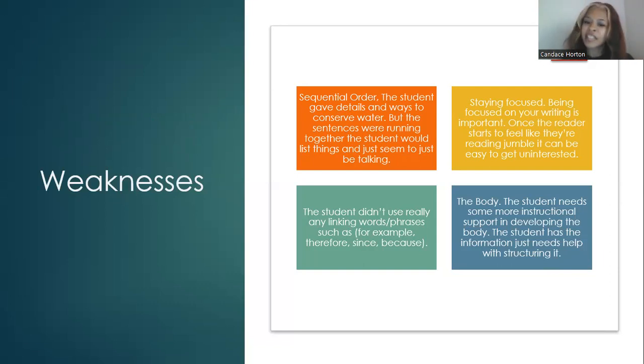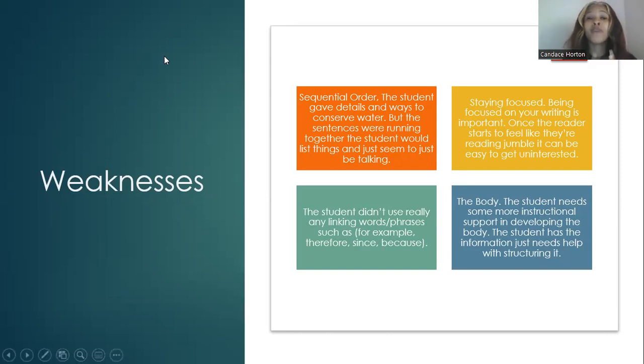So the student, yes, she gave details and she gave ways to conserve water, but her sentences were running together. The order of her writing, she needed some more support in that because she was just starting to list things and it seemed as if she was just talking. So that's why it's important to make sure you order your writing out in that draft before you actually submit the writing, as well as staying focused.